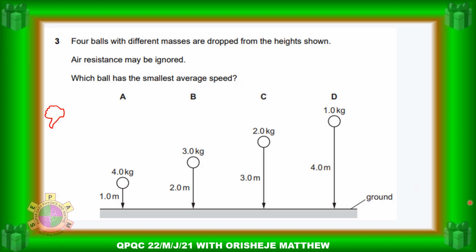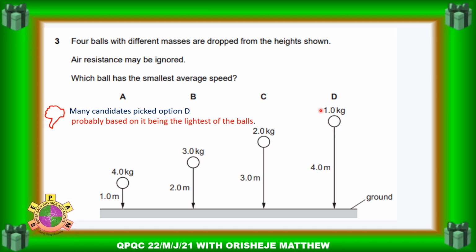Now let's look at why most students failed it. Most students pick option D, possibly based on it being the lightest of the balls. Most students assume that the ball that is the lightest is going to travel with the slowest speed, but that is not correct. So this option is wrong.